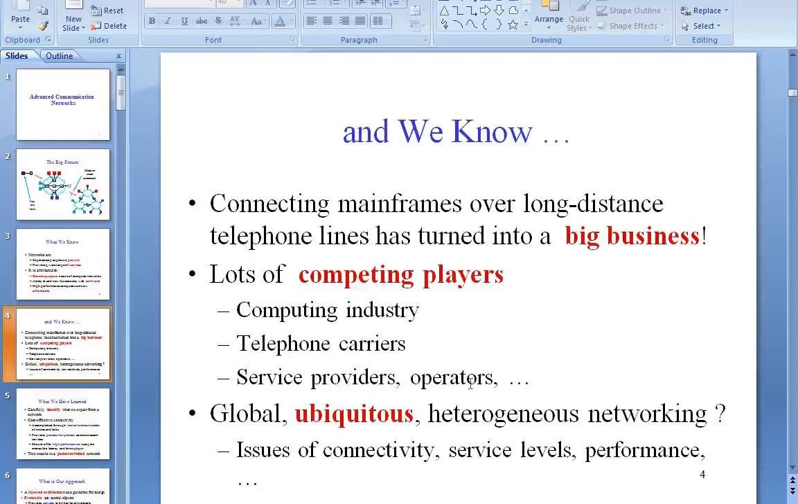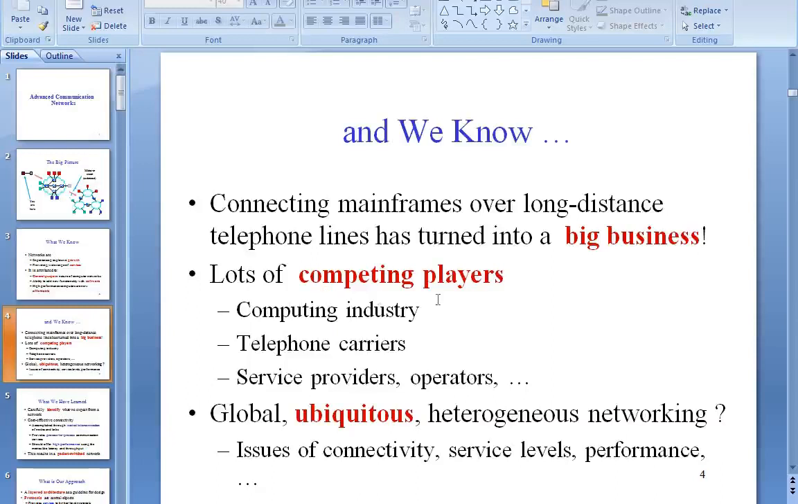So how can we simply define today's computer network? We can say it's a global, ubiquitous and heterogeneous network. Global means everybody in the world is using computer networks. Ubiquitous means the network is available anytime and anywhere, and heterogeneous means that the connected devices are equipped with different operating systems and protocols, devices where the operating systems and protocols have significant differences.